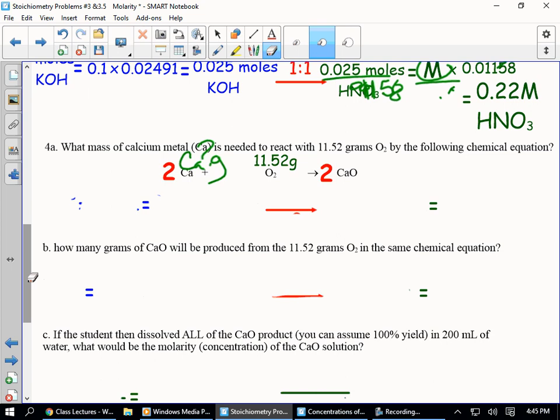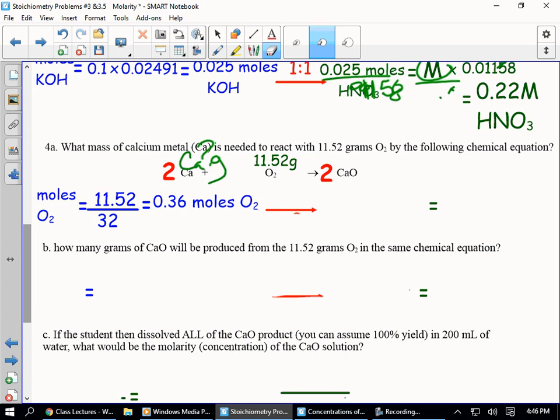So get out your periodic table. I can find moles of O2. As soon as you do any stoich problem, the first thing you're going to do is figure out what you can get moles of. So I'm going to take 11.52 and divide by the formula weight of O2, 16 and 16 gives me 32. When you divide that, you get 0.36 moles of O2.